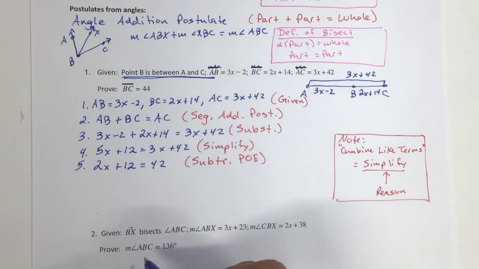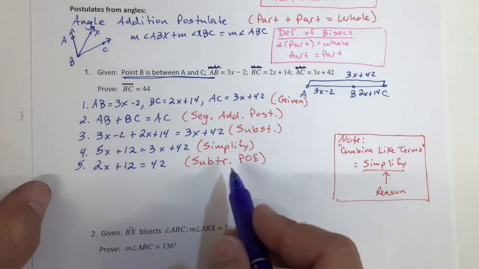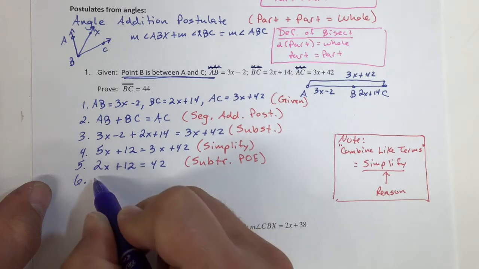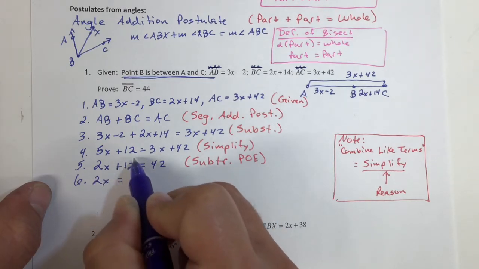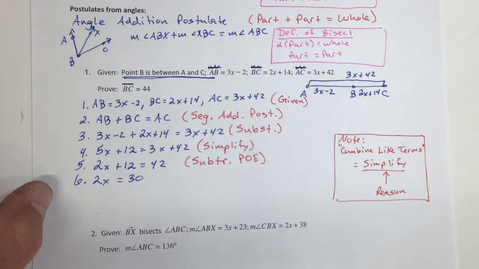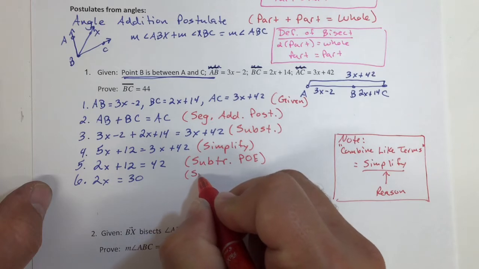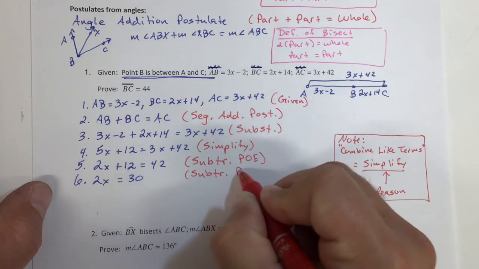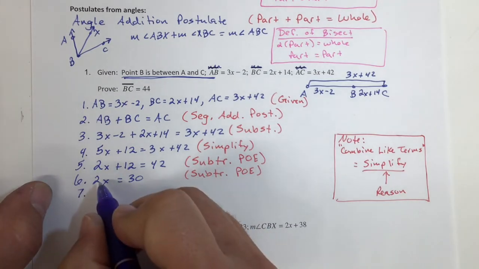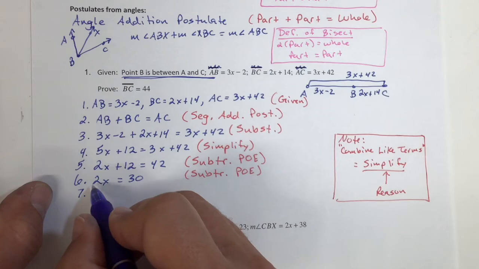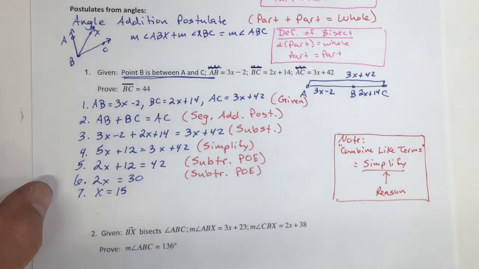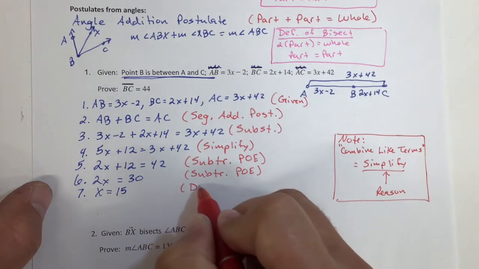Okay. If I'm going too fast, you are welcome to pause the video to copy anything down. Otherwise, just keep following along. The next thing we would do is subtract 12 from both sides. Minus 12 here cancels. 42 minus 12 is 30. Same reason. Subtraction, POE. Then we would divide by 2. Okay. So when I divide by 2 on both sides, x is just 15. And that's the division property of equality.